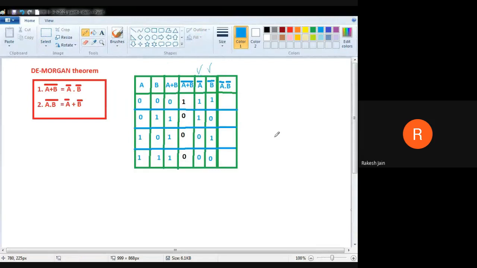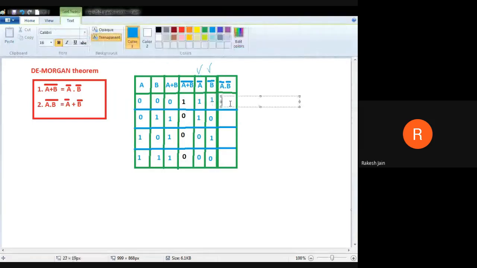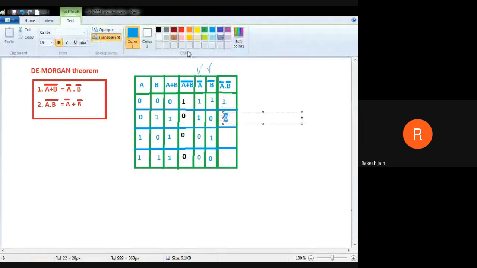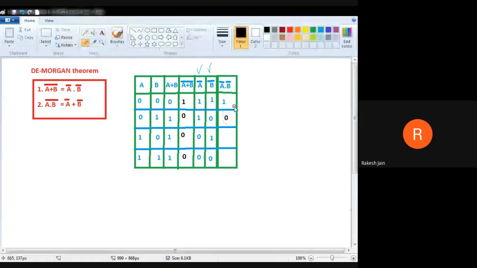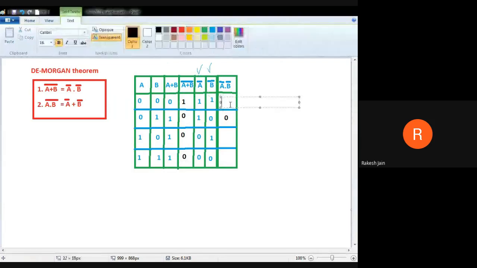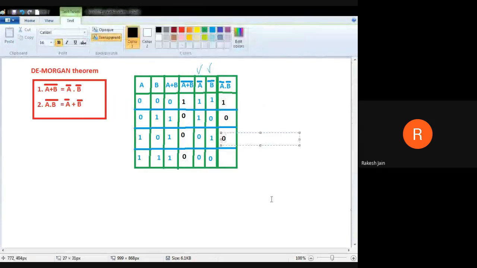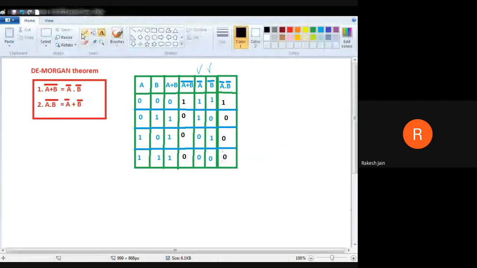Okay. Now what we require? We require A bar dot B bar. So where is the A bar? Where is the B bar? A bar is this one and B bar is this one. Dot means AND operation. AND operation means if any input is 0, output will be 0. So see, A bar and B bar, no one is 0, so the output is 1. A bar is 1, but B bar we find a 0, that's why it is 0.